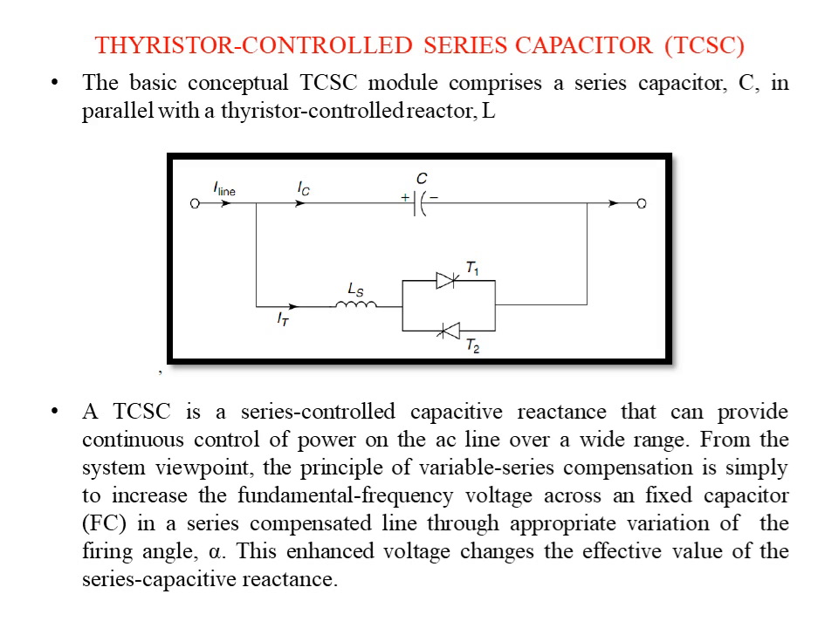A TCSC is a series controlled capacitive reactance that can provide continuous control of power on an AC line over a wide range. From the system point of view, the principle of variable series compensation is simply to increase the fundamental frequency voltage across a fixed capacitor in a series compensated line through appropriate variation of the firing angle alpha. This changes the effective value of series capacitive reactance. So by just controlling the voltage across the capacitor, by controlling the firing angle of thyristors, we are going to control the reactive compensation. That is, the series capacitor's voltage mainly depends upon the firing angle of the back-to-back connected thyristors, which are connected in parallel with the series capacitor.